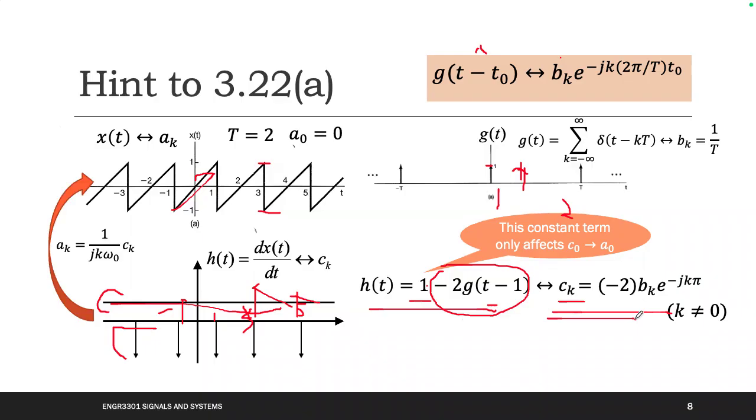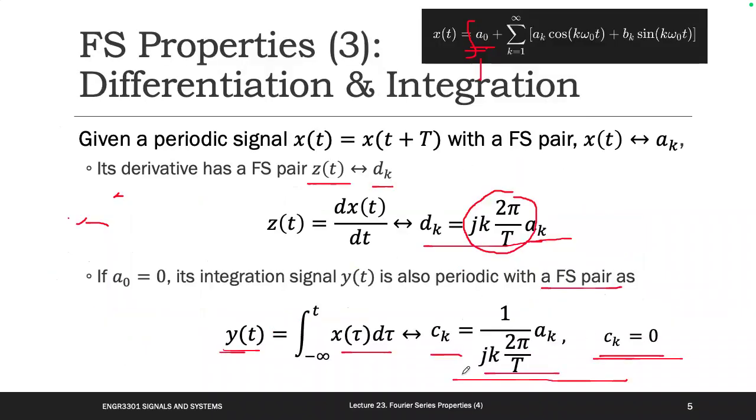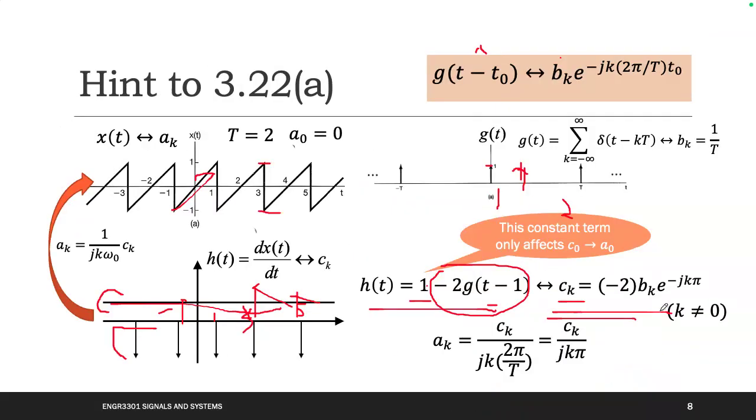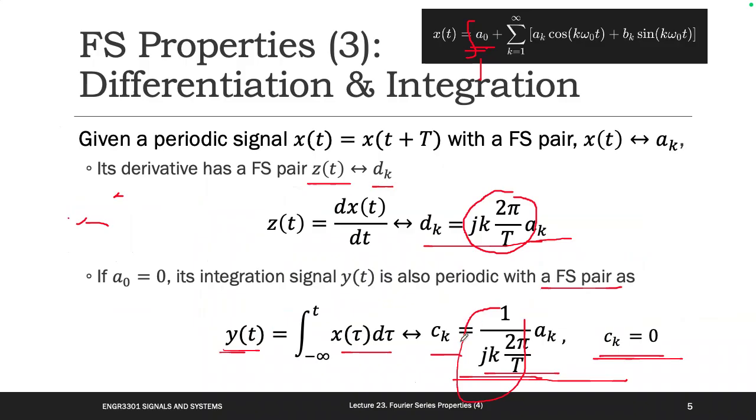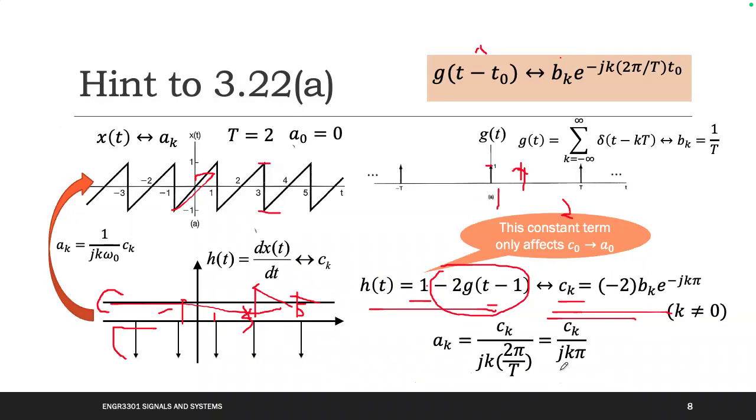And then if you want to get the FS coefficient for xt, it means you need to do an integration for the ht. If you do the integration for the ht, then for the FS coefficient, you need to multiply this part. That makes sense to you? Multiplying this part means dividing by this one. So you just divide this one, and then you get this one.